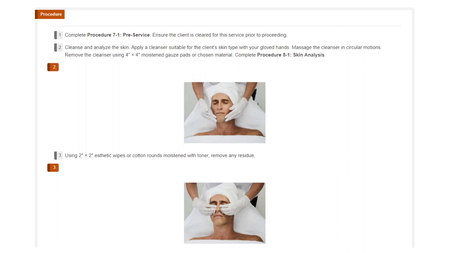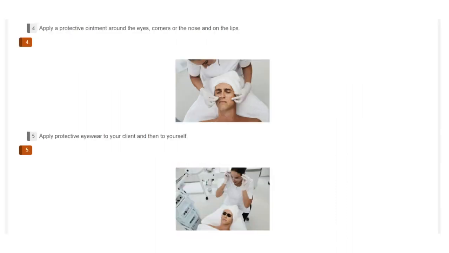3. Using 2x2 aesthetic wipes or cotton rounds moistened with toner, remove any residue. 4. Apply a protective ointment around the eyes, corners of the nose, and on the lips. 5. Apply protective eyewear to your client and then to yourself.